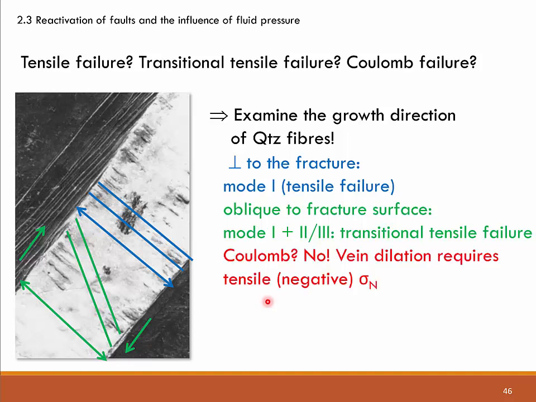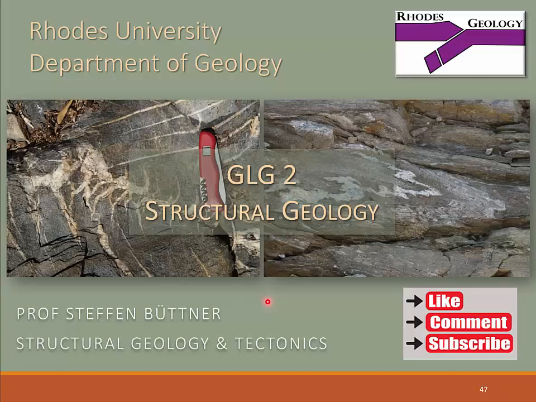Would it be possible that Coulomb failure is responsible for the formation of this vein? No, certainly not, because the dilation requires a tensile and therefore a negative normal stress acting on that, and if the Coulomb failure envelope would have been intersected, this normal stress would have been compressive and positive, and on the right hand side of the origin of the Mohr stress diagram. This is all that I have to tell you for now about the Mohr stress diagram.